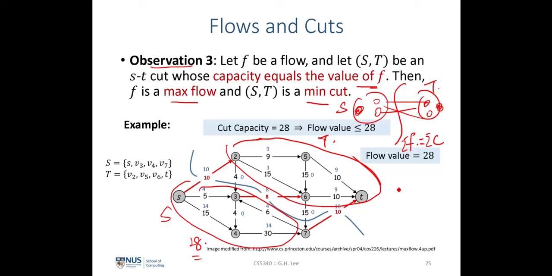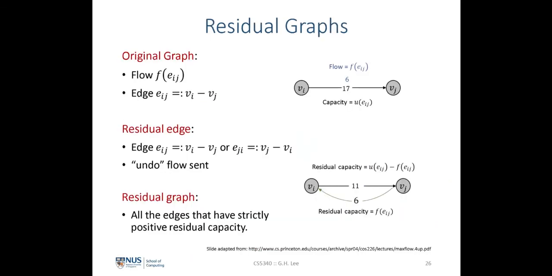Hence, this means that if we want to find the min cut, the first thing we need to do is find the max flow. Once we find the max flow, it is equivalent to finding the min cut. Now, before we look at the augmenting path algorithm to solve the maximum flow problem, as well as the min cut problem, because they are equivalent according to observation 3, let us first define the residual graph.